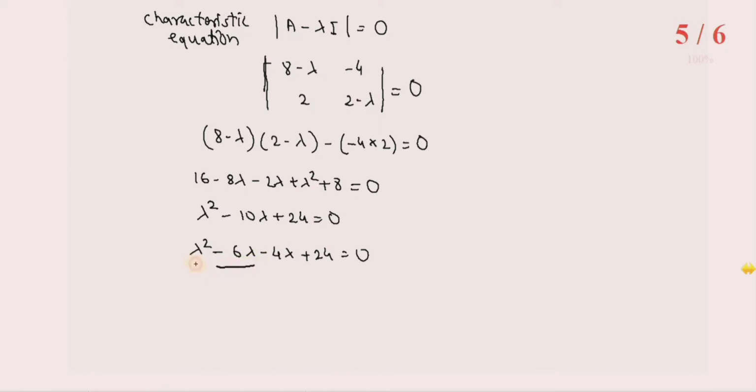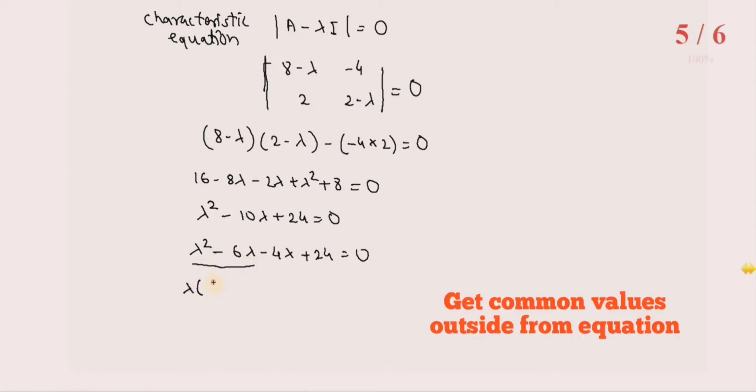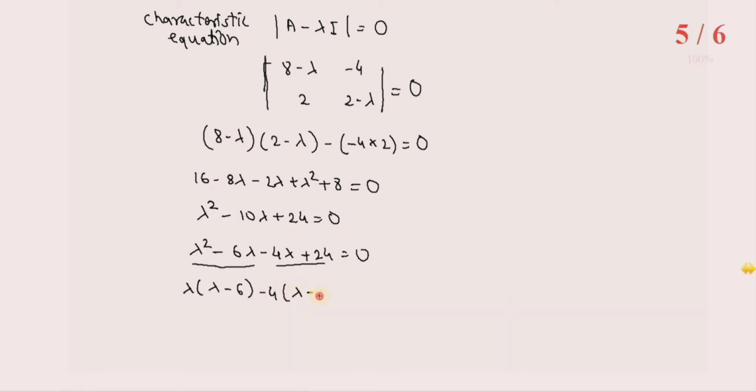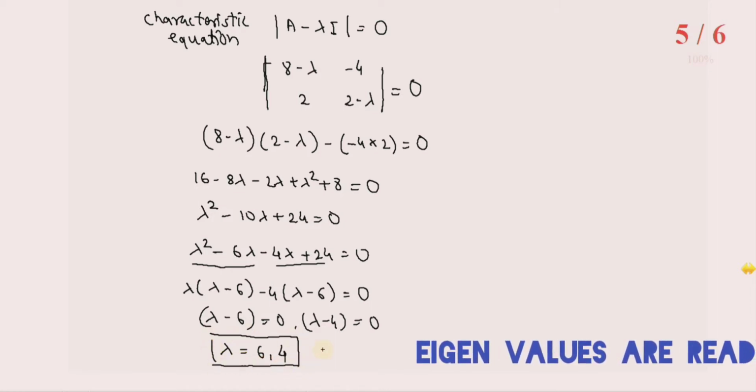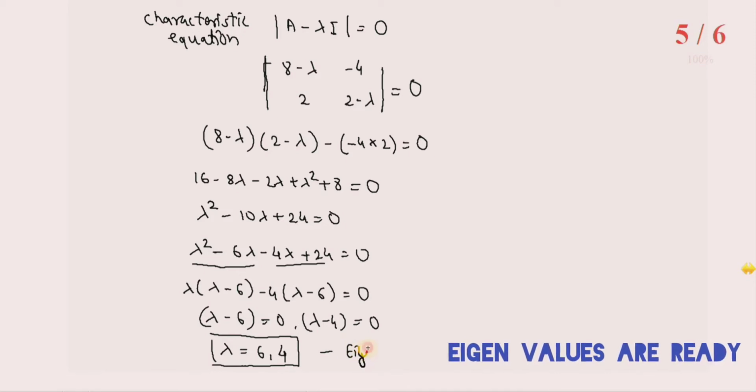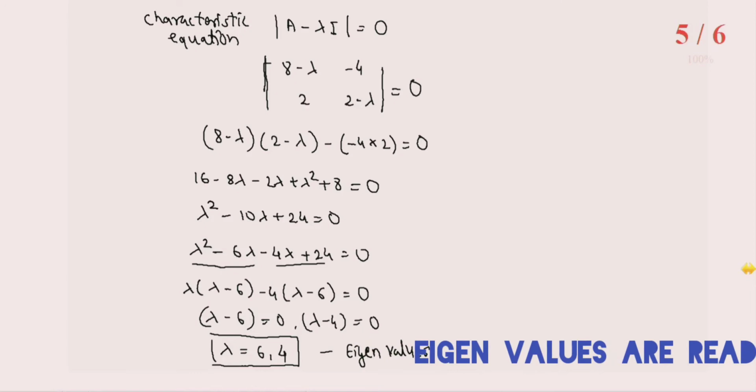So here from this we are getting lambda common, so lambda minus 6, and from this 2 we are getting minus 4 common, lambda minus 6 is equal to 0. So here we are getting lambda minus 6 is equal to 0 and lambda minus 4 is equal to 0. So now we are getting lambda is equal to 6 and 4. This is nothing but our eigenvalues for the given matrix.